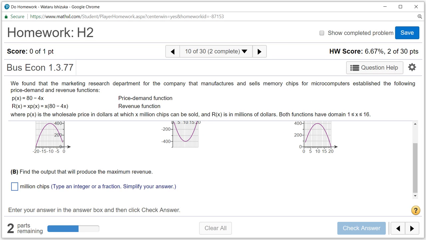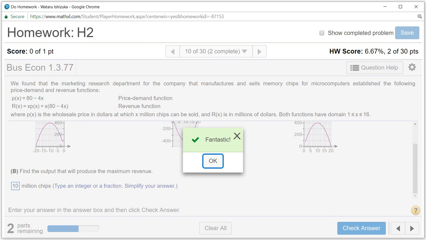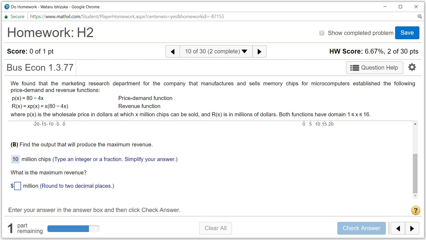All right, part B, find the output that will produce the maximum revenue. You can kind of eyeball it too, but here, between 0 and 20, the parabola is symmetric, so the vertex is going to be right at 10. So it's going to be 10 million chips. So 10 goes here. All right, let's check the answer. We got that.